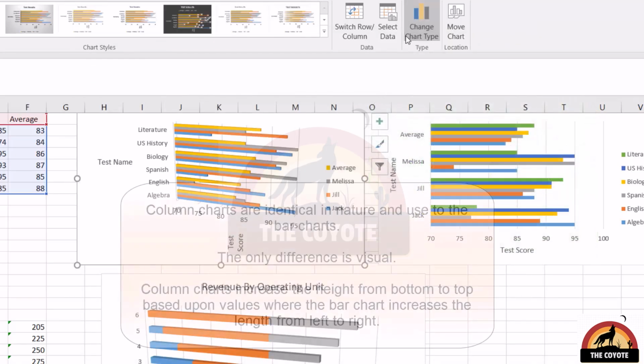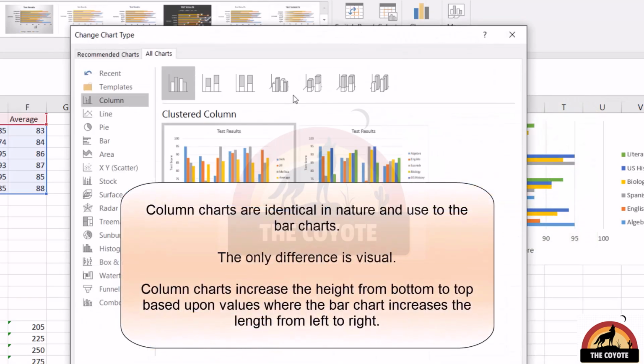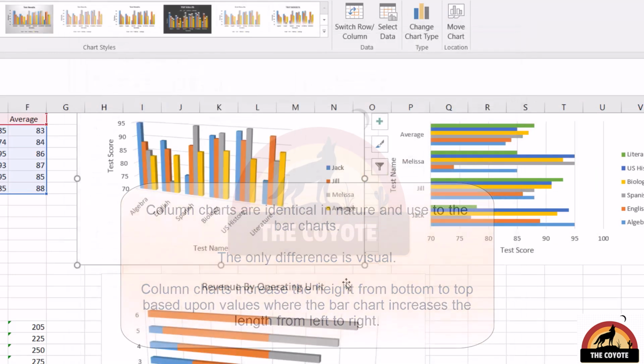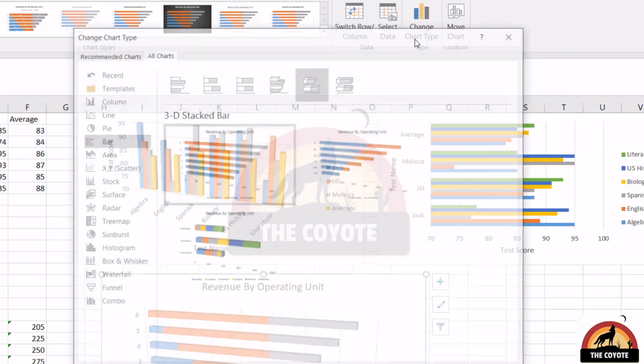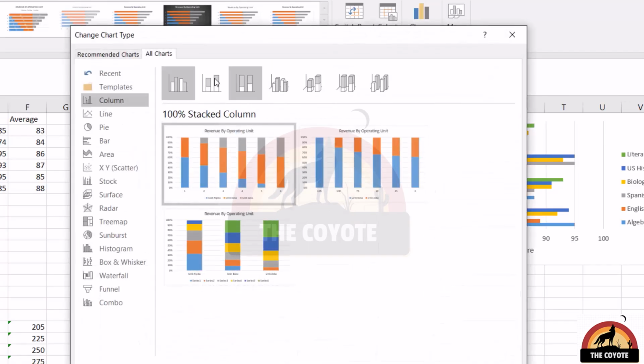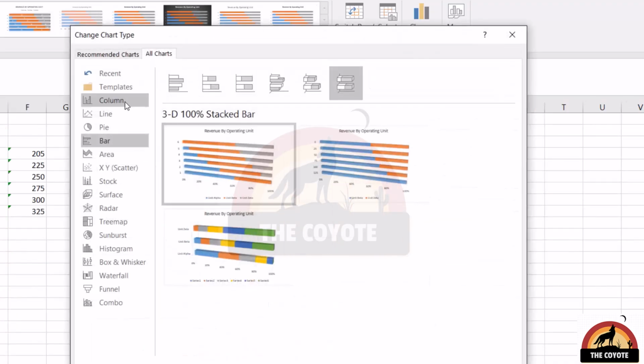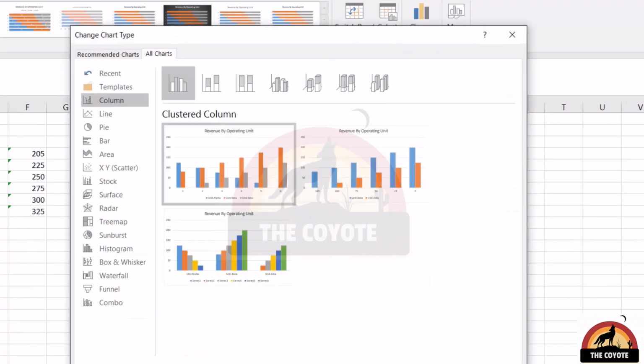The choice to use bar charts versus column charts is largely a personal choice as well, since they are easily interchangeable. Column charts come in each of the same categories as well, with clustered, stacked, and 100% stacked. The only difference is that instead of being aligned vertically, they get aligned horizontally.